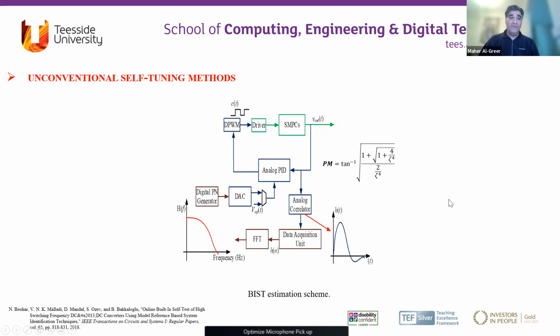Again, you can see this is a similar structure, if you like, but in this one they use analog correlation. It's not a digital correlation. They use analog correlation here to identify the impulse response of the system by injecting some PN sequence or PN generators. Then they feed that impulse response into the microprocessor and apply FFT to find the frequency response of the system. In this one, they use this to find the phase margin of the system, which has a link with the damping ratio, which means the dynamic response of the switch mode power converters.